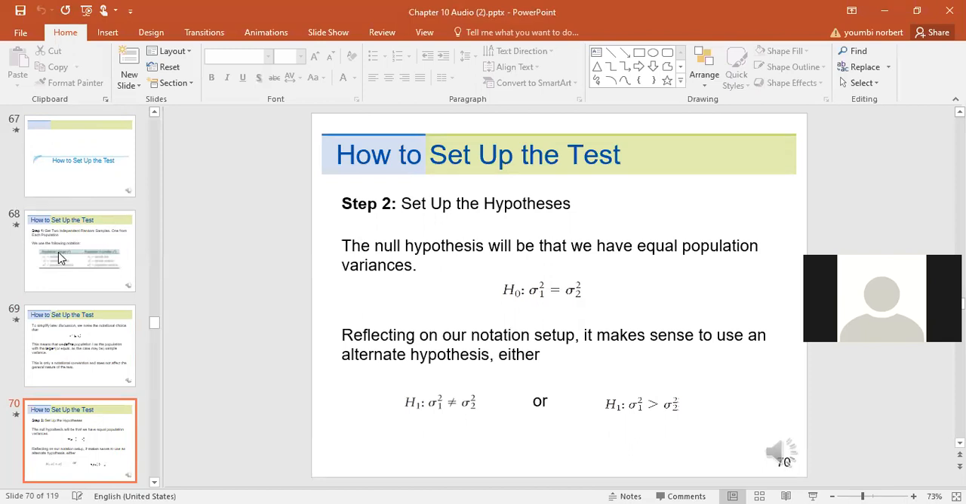So even as we are sometimes doing a difference, sigma 1 is different from sigma 2, at the back of our mind, we are just reducing alpha to alpha over 2 and performing a right tail test.